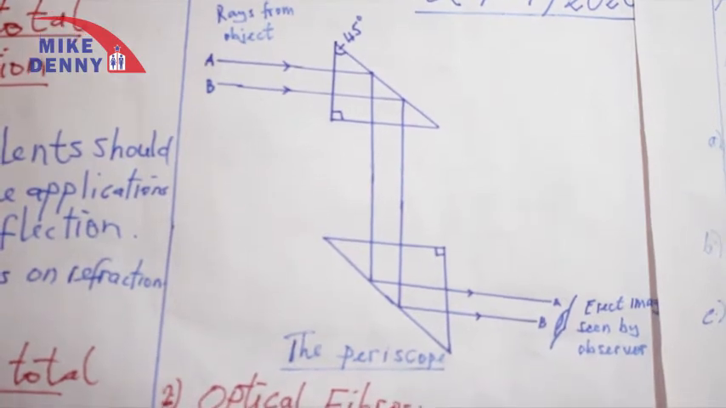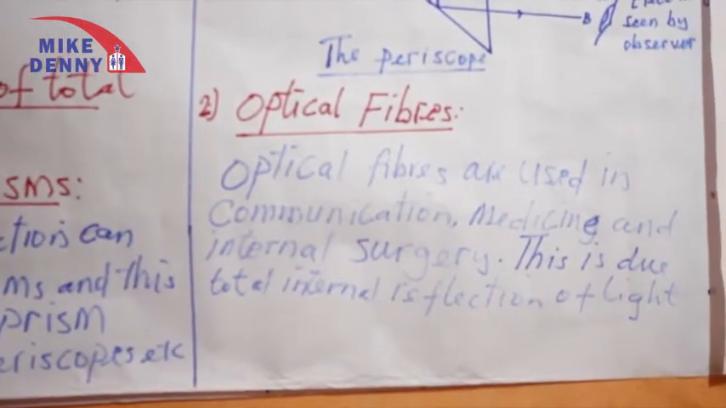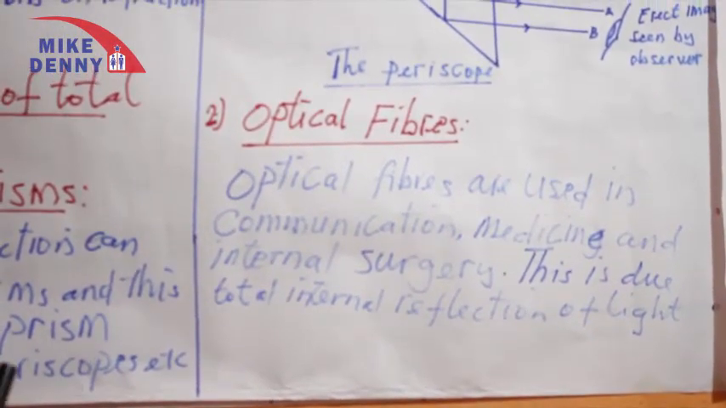Okay, we move to the second use of total internal reflection: optic fiber. Optic fiber is what has modernized our society today. Without optic fiber, our internet will be slow. Without optic fiber, we have slow communication and transmission of information. And therefore we use optic fiber in communication, in medicine and internal surgery.